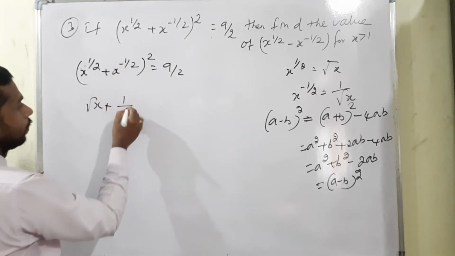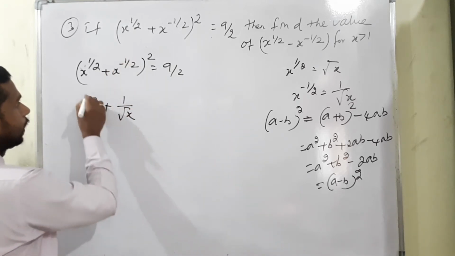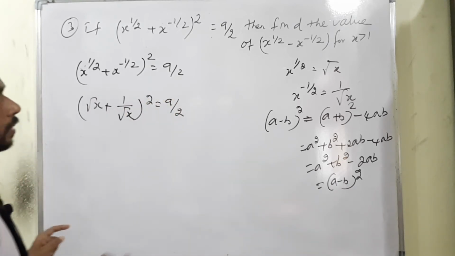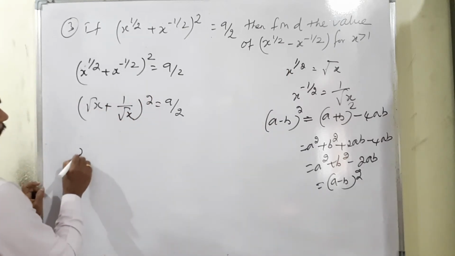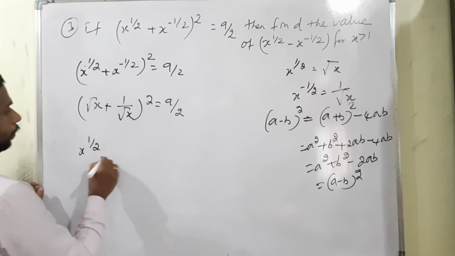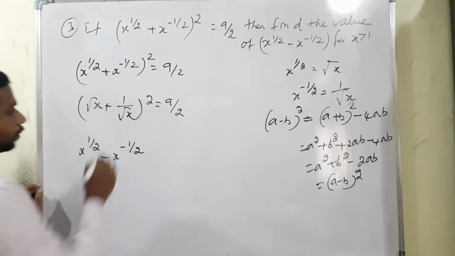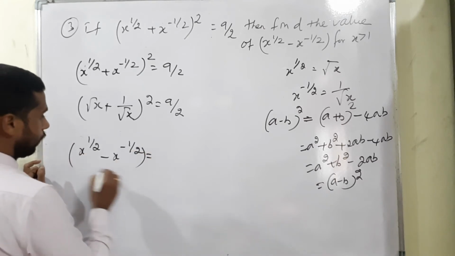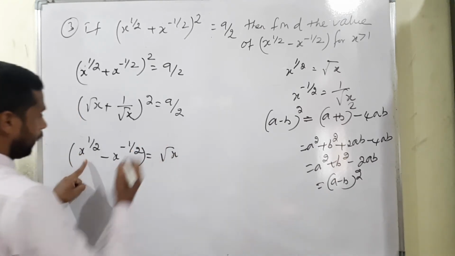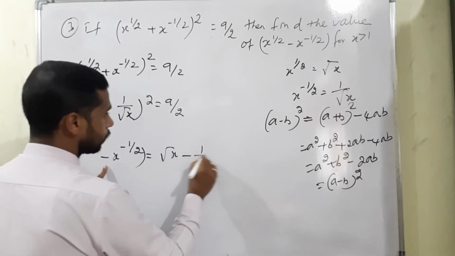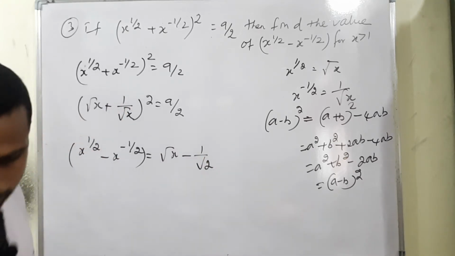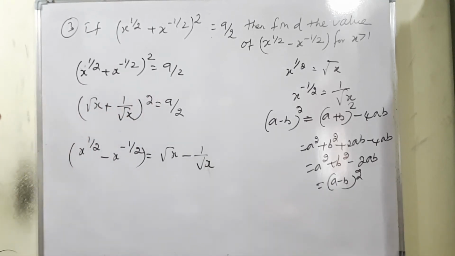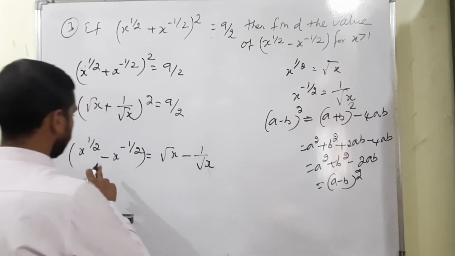The condition, look there: x to the power 1 by 2 means we can say root x, plus x to the power minus 1 by 2 means 1 by root x, the whole square is equal to 9 by 2. That is the first one. Second case, what is the meaning? So x to the power 1 by 2 minus x to the power minus 1 by 2. This term will be equal to root x, minus, the power of minus means 1 by root x. 1 by root x.